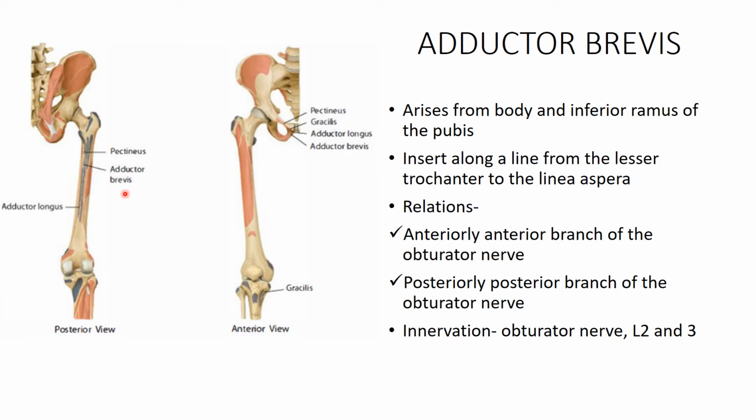And relation wise, it is very important because it lies in the intermediate plane which separates the obturator nerve into anterior and posterior divisions. So the anterior division lies anterior to this, and the posterior division lies just posterior, deeper to this. So it lies between the two divisions of the obturator nerve, and often it is innervated by the obturator nerve. We will discuss that.